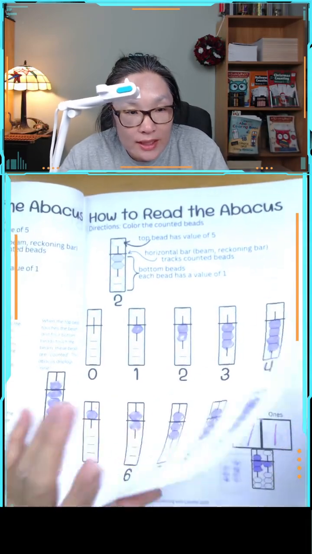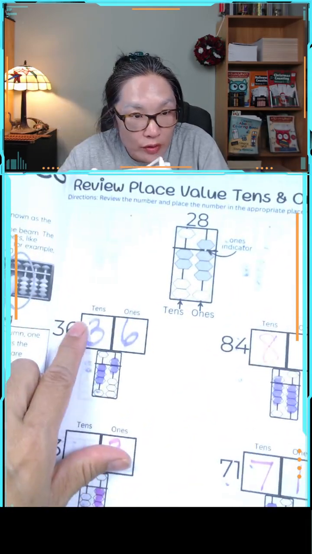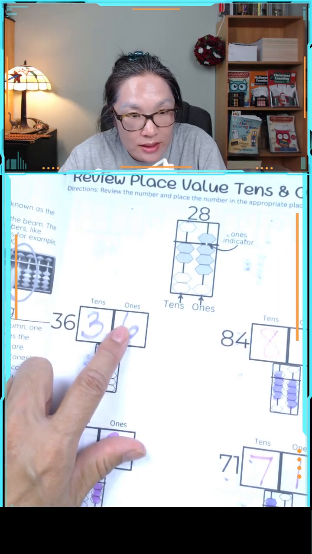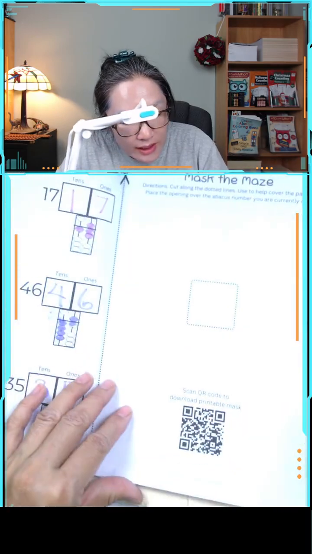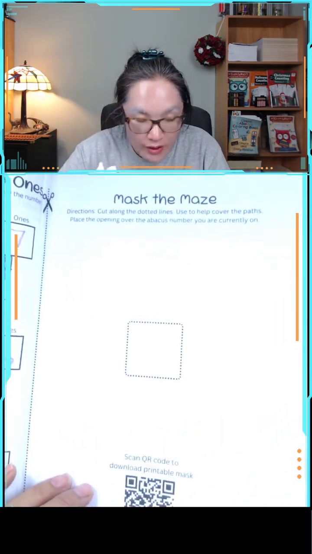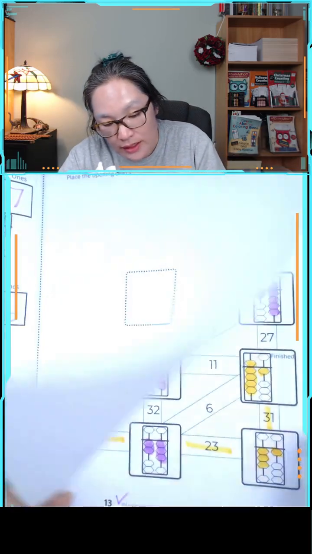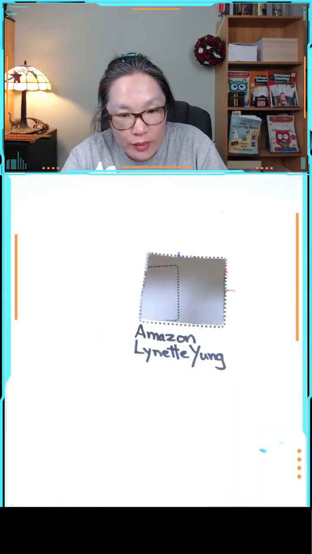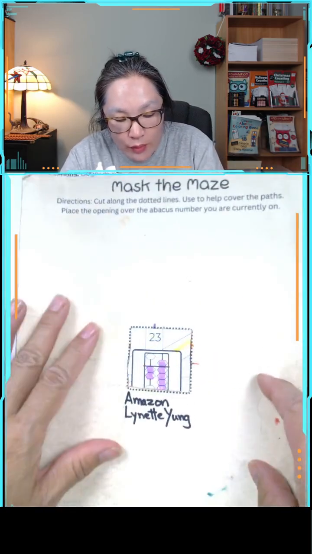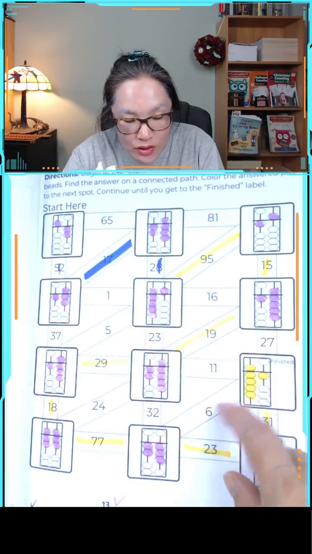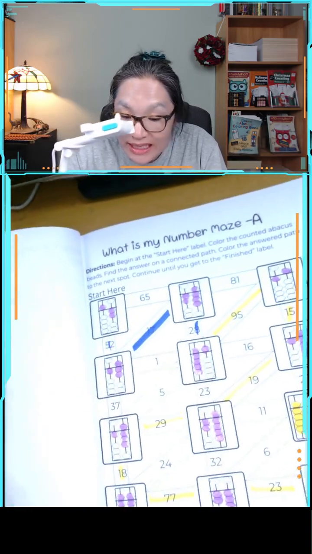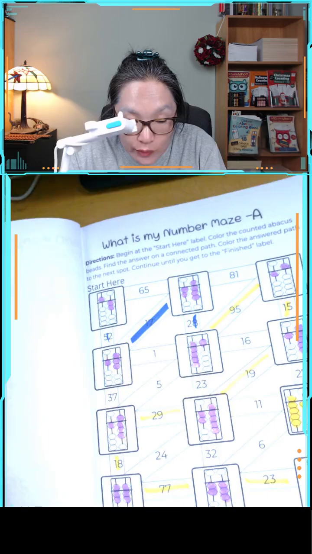So I show you a little review on how the numbers are read. A 36 would be 3 tens and 6 ones. And then I give you this mask maze. This mask maze, you have the opportunity to download it because I felt like the paper is a little thin, and so I put it on a thicker piece of paper. And from here, I want to cover the answers because the answers are actually on the path. And so the idea is to make it engaging to understand how to read the abacus.